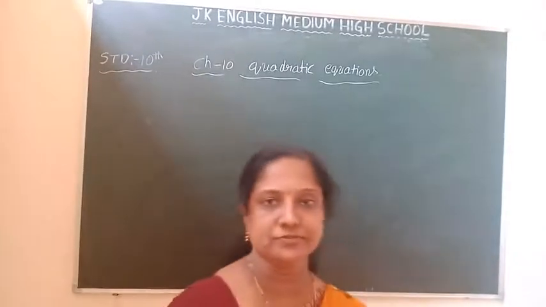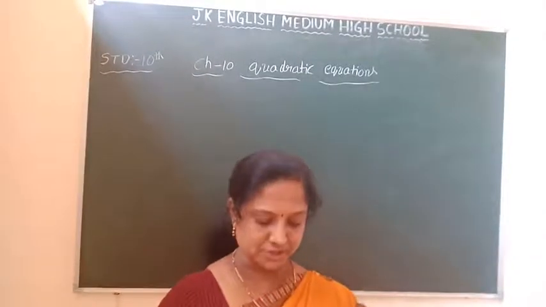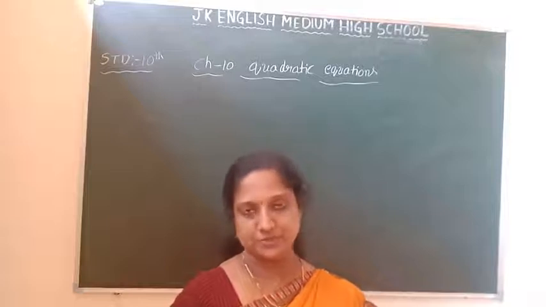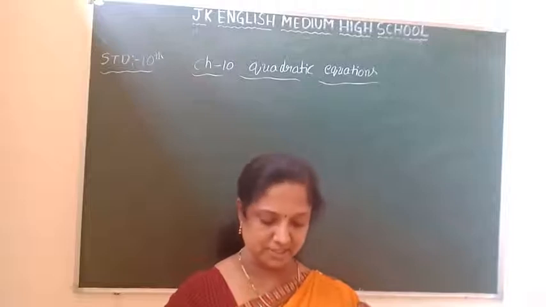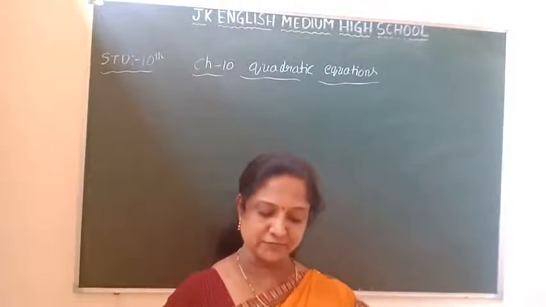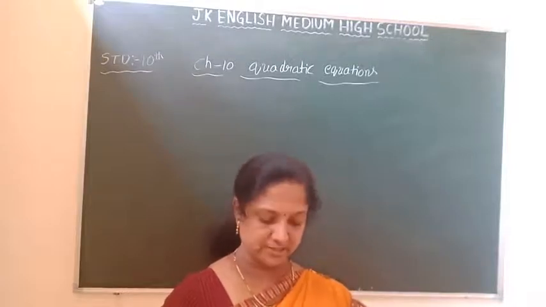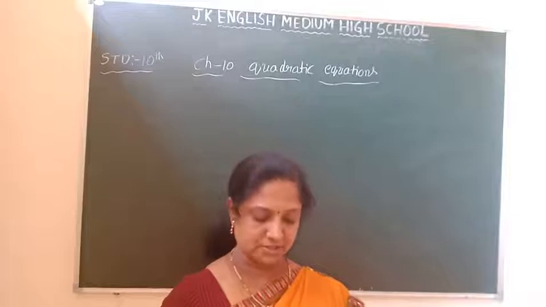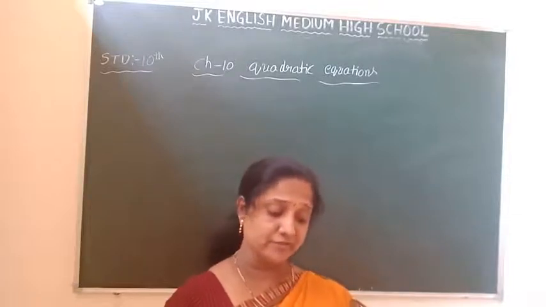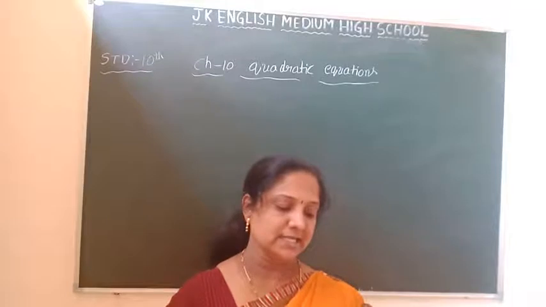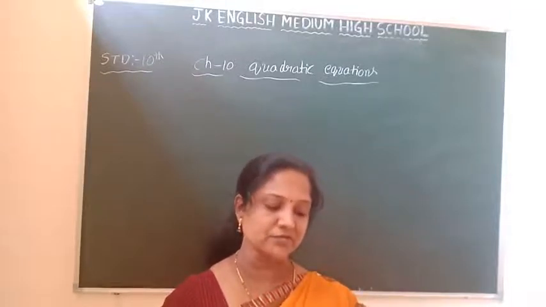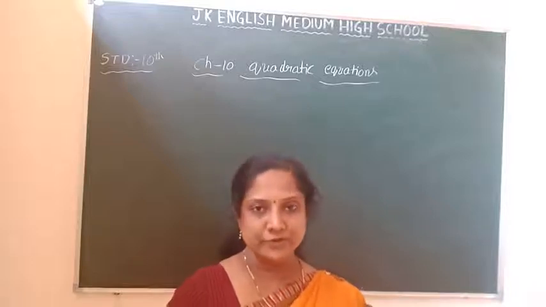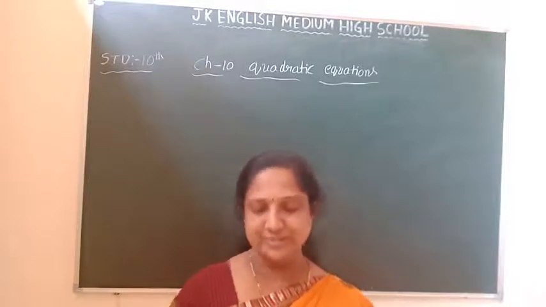Children, next, fourth main question: is the following situation possible? If it is possible, determine their present ages. The sum of the ages of two friends is 20 years. Four years ago, the product of their ages in years was 48. So according to the question, is the situation possible, they asked. Then if it is possible, we have to find the present ages. The sum of the ages of two friends is 20 years, they gave. So we don't know the age of those two friends, children.